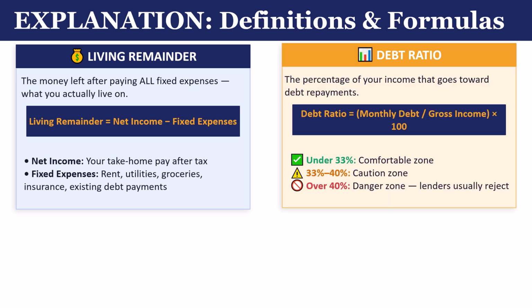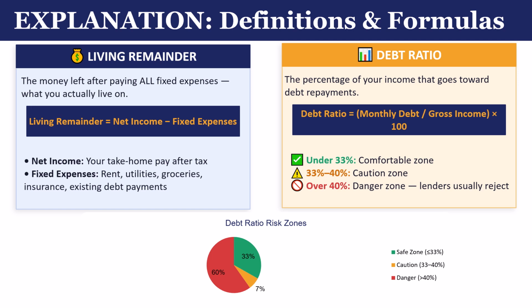What is debt ratio? The percentage of your income that goes toward debt repayment. Debt ratio equals monthly debts divided by gross income, multiplied by 100. If your debt ratio is under 33%, you are in a comfortable zone. But if it is between 33 and 40, you are in a warning zone, a caution zone. If your debt ratio is higher than 40%, you are in danger. Lenders usually reject it.